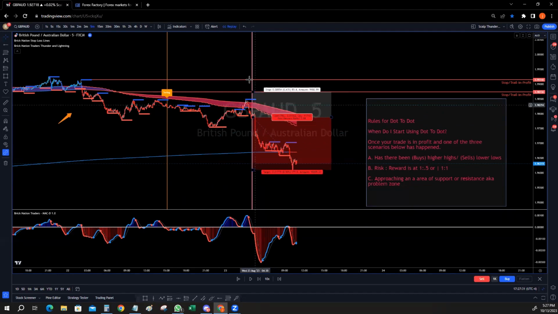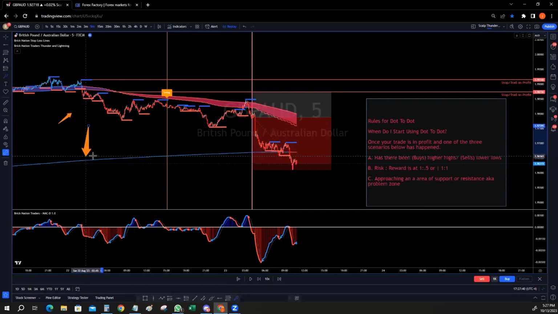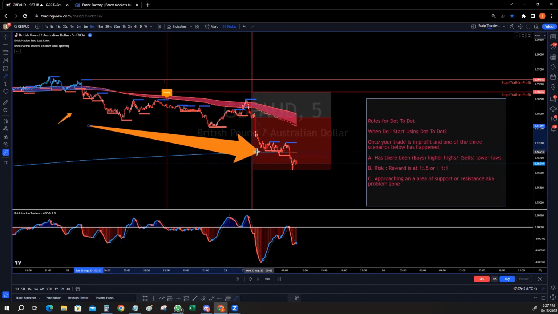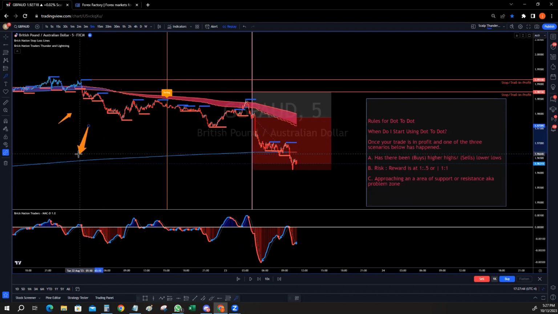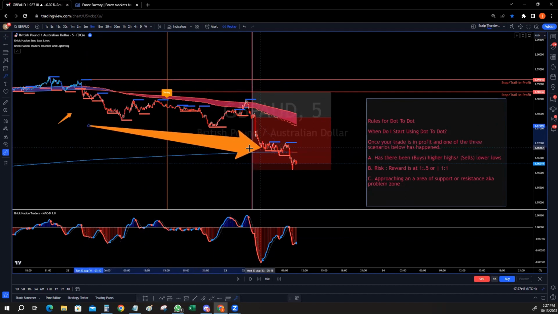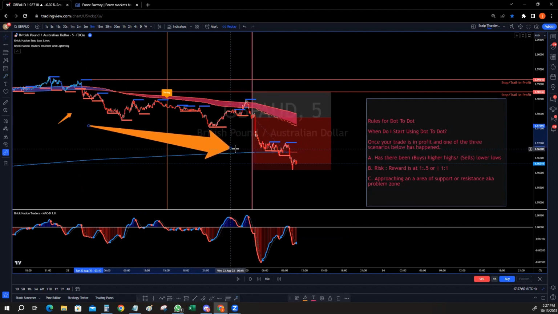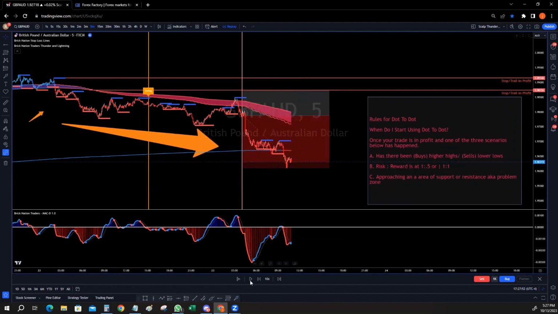So in this scenario right here, I have the trade that happened. Now let me get my marker. I have this grand line that's right here. This is the area that we know can be support and resistance. When price got down here, that's my indication to say, all right, let's start using dot to dot. So I'm going to back this up a little bit.